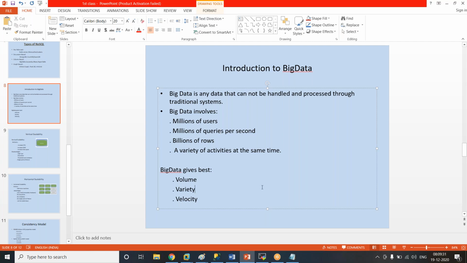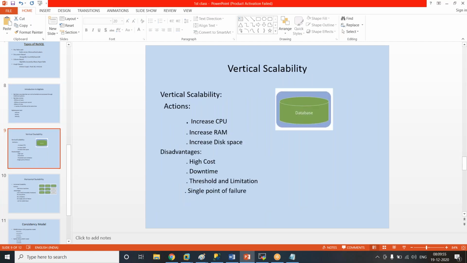That is important. See, guys, big data gives the best, basically, in terms of volume of data. It can take a huge volume of data. It can process a variety of data, structured, semi-structured, unstructured, whatever it is. It can accept the data and process it. And velocity, the speed of giving the response, is too good. Why? Because it is running on the distributed computing model.